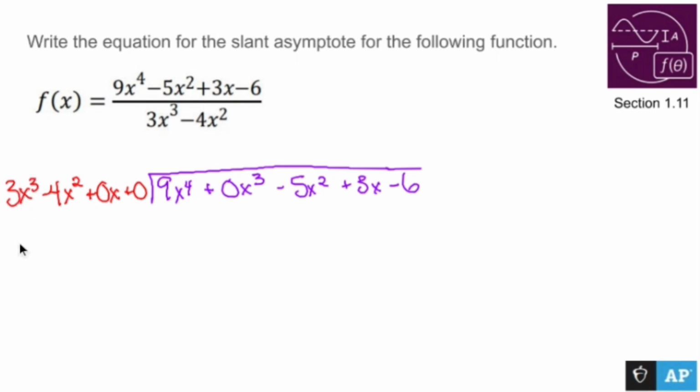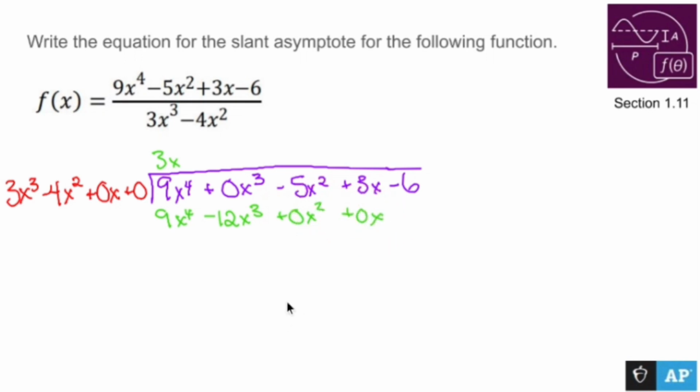3x cubed times what gets me 9x to the 4th? Well, 3 times 3 is 9, and x cubed times x is x to the 4th. Take that number and multiply it to the entire factor. 3 times 3x cubed is 9x to the 4th. This will always be the same unless you did something wrong. 3 times x, or 3x times negative 4x squared is going to be negative 12x cubed plus 0x, because 3 times 0, plus 0x. That should be squared.